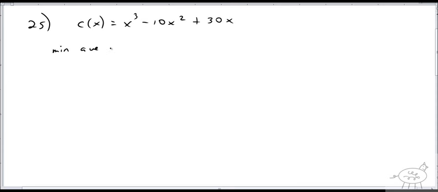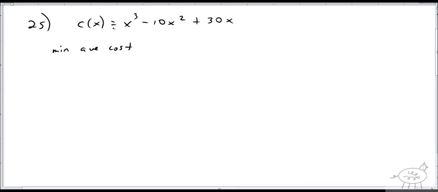All right. Okay, number 25 is minimizing average cost. So here's your cost function. And actually there's a typo in the book, and it's on the assignment guide. It's x cubed minus 10x squared, instead of minus 30x, it should be plus 30x. Okay, so we'll go with that. That's our cost, where x is measured in thousands of units. And then we want to know, is there a production level that minimizes average cost?